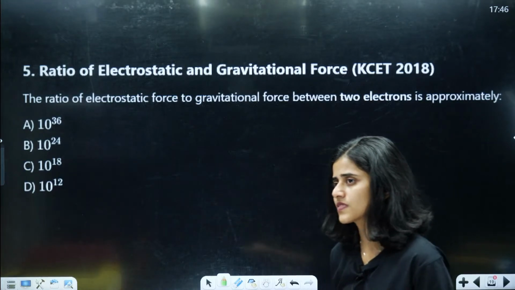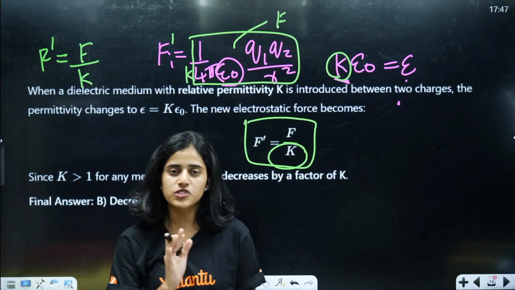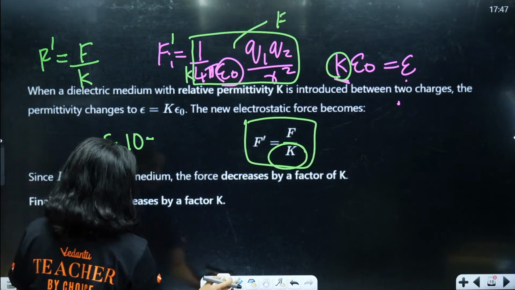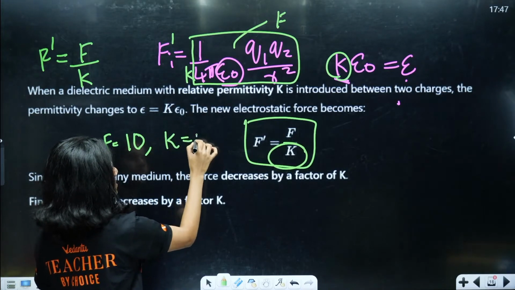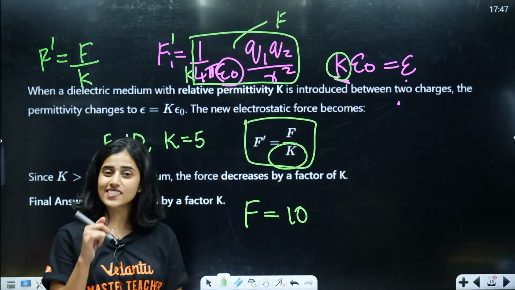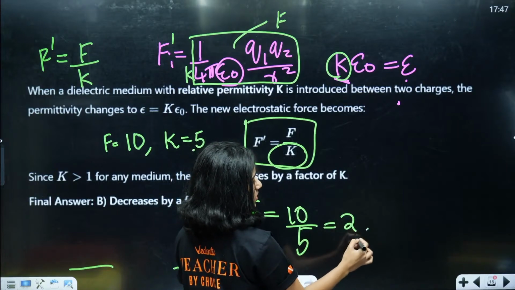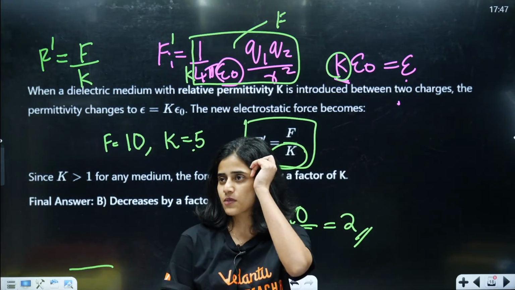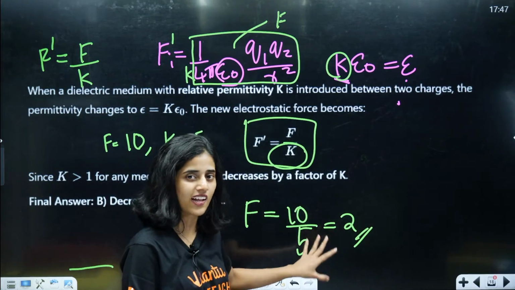How is it decreasing? Yes, I can show how it's decreasing. Imagine I put some numbers and show it to you. Imagine force is 10 and K is 5. Initially your force is 10, but when it is inside a dielectric of K equal to 5, what happens? This would become 10 by 5, which is 2. I'm just putting random values because someone asked me to explain how it's decreasing. These values are not from the question, but it is related.